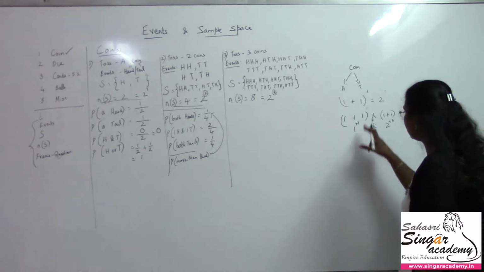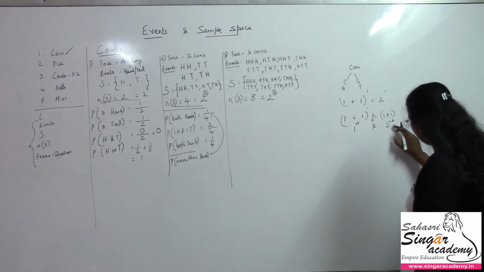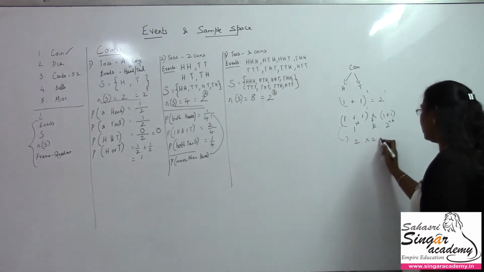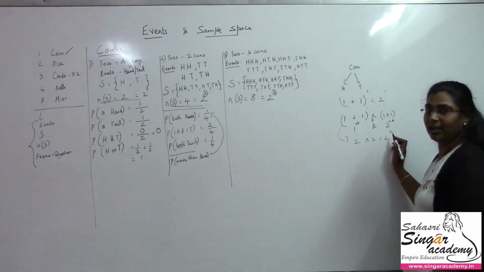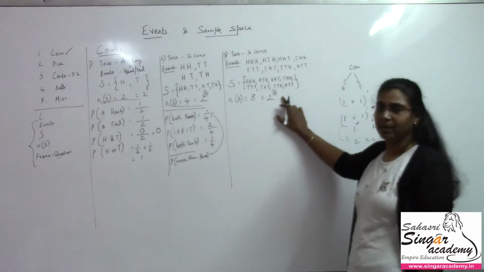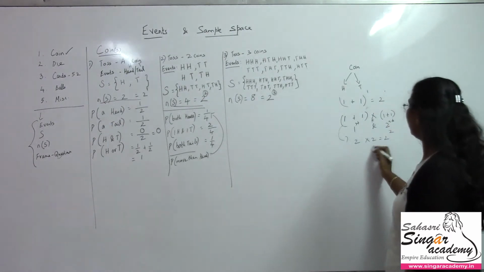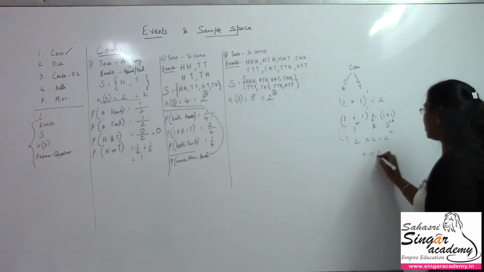So in this case it is 1 + 1 for the first coin. For the second coin it's 1 + 1. So this can be written as 2 into 2, which is nothing but 2 power 2. Likewise you can generalize the case. So 2 power 3. N number of coins is 2 power n. Simple. So for n number of coins, we will be writing 2 power n.